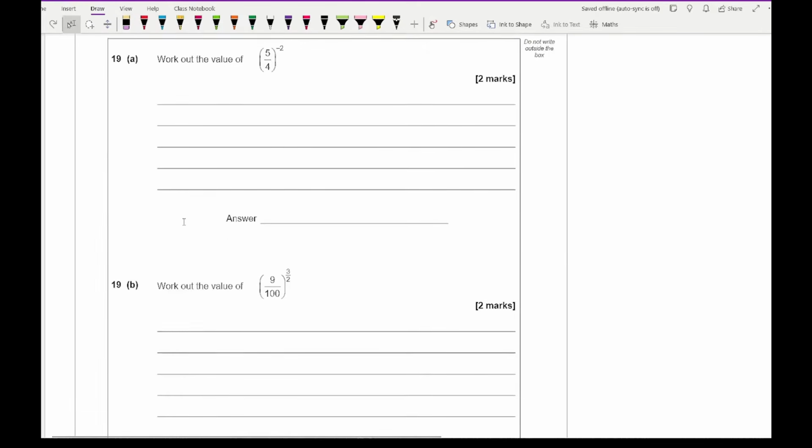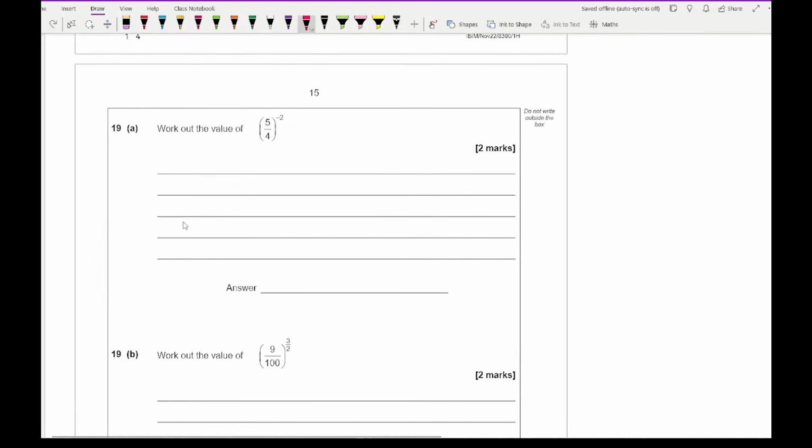Moving on to question 19a, it says work out the value of 5 over 4 to the power of minus 2. Well, the minus means we flip the fraction, so that becomes 4 over 5. So that gets rid of the negative, and then we just got to square both numbers. So 4 squared is 16 and 5 squared is 25.